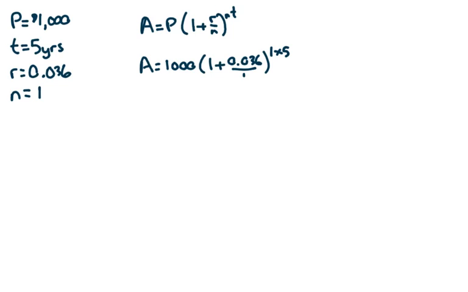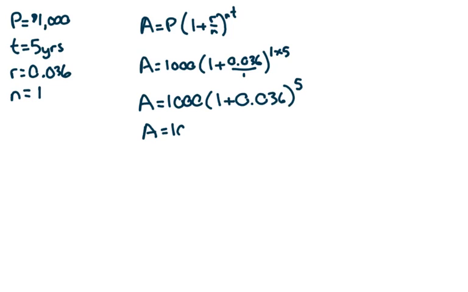There is no way to one-stop shop this type of question, so I will lay out every step we'll need to do. First is just some basic simplification. 0.036 divided by 1 is 0.036. And in the exponent, 1 times 5 is 5. Next step is to work out the bracket. 1 plus 0.036 is 1.036. Still to the power of 5.